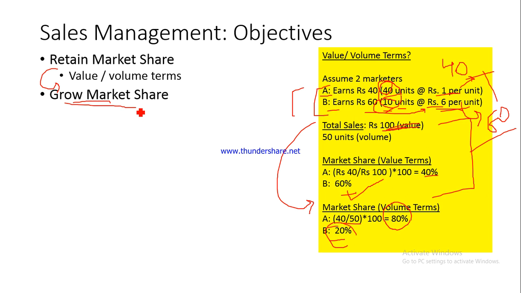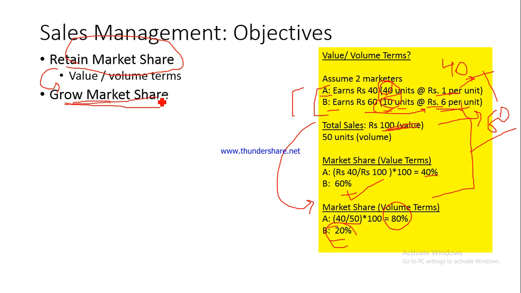Growing the market share. I told you right in the beginning that retaining the market share would always be prioritized over growing the market share. The reason is very simple. Retaining is always going to be much more efficient and much more economical. It is always easy to retain a satisfied customer than to acquire a new customer. In fact, it is said that acquiring a new customer is almost 7 times costlier than retaining an existing customer. So it is always better to ensure that you are able to hold on to your existing customers, and that is why we have prioritized this particular objective, retaining the market share.